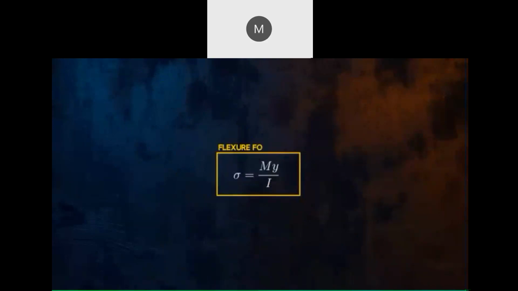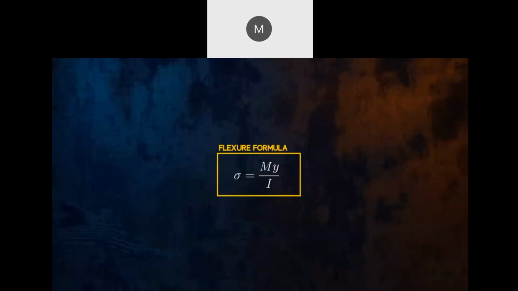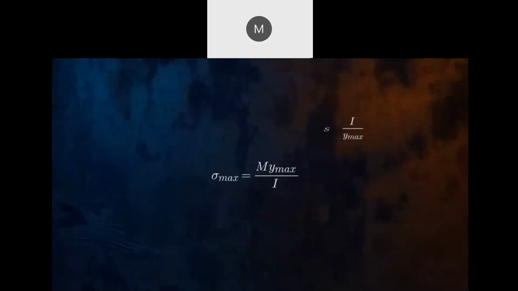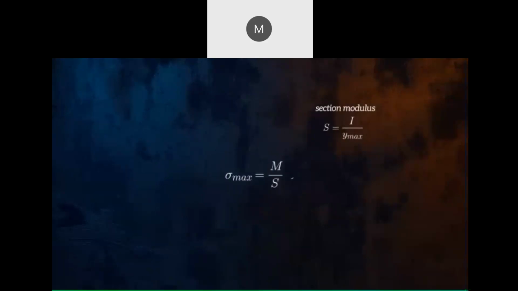So what does it tell us? Bending stress increases linearly as the bending moment and the distance from the neutral axis increase, and it decreases as the area moment of inertia increases. The maximum stress occurs at the fibers furthest from the neutral axis. The term I over y max depends only on the geometry of the cross-section, and so it is called the section modulus, and is denoted using the letter S.